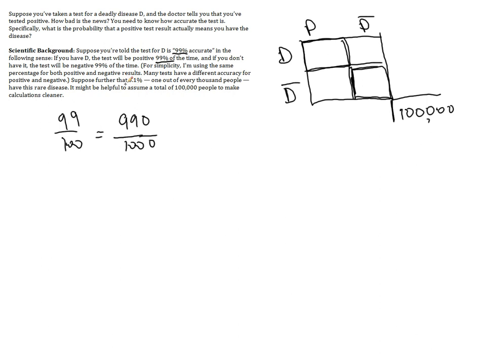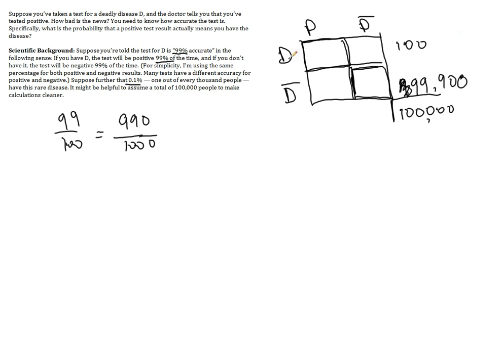Well, we also know that 0.1% of people have the condition. So that means out of 100,000 people, 0.1%, that's 0.001 times 100,000, that means 100 people out of this population are expected to have the disease. Well, that means the other 99,900 are not going to have it.